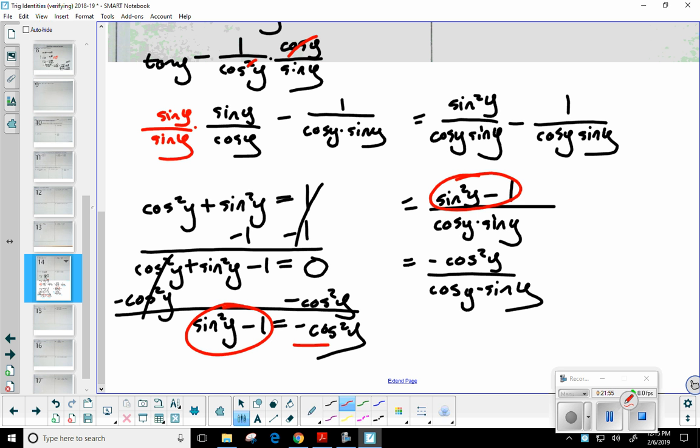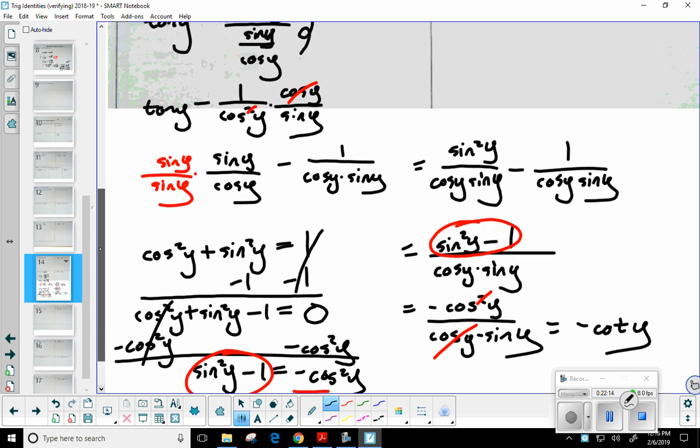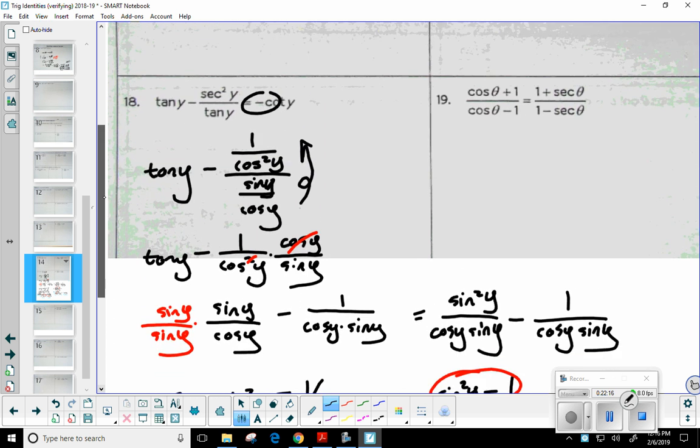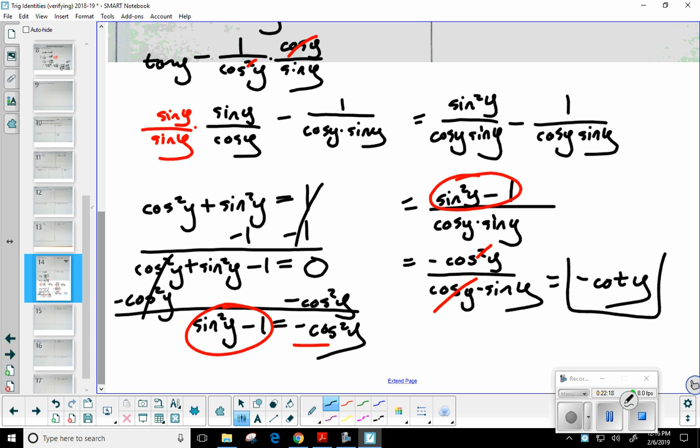Okay, so is everybody okay with what I did? So she's absolutely right. This cosine would cancel with one cosine above. Now we know that my answer has to be negative. And what is cosine divided by sine? Cotangent. And is that what we were trying to get? Yes. Negative cotangent y. And there we go.